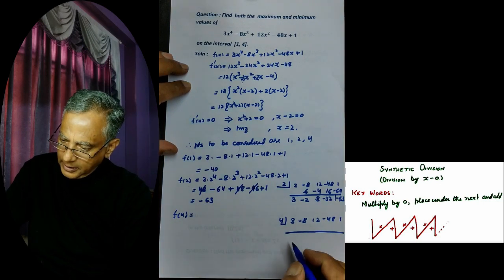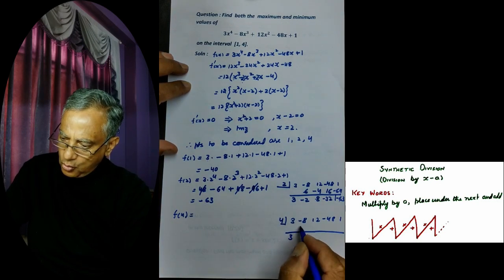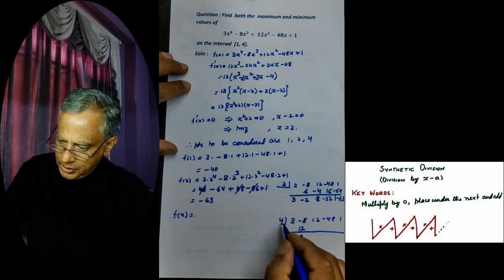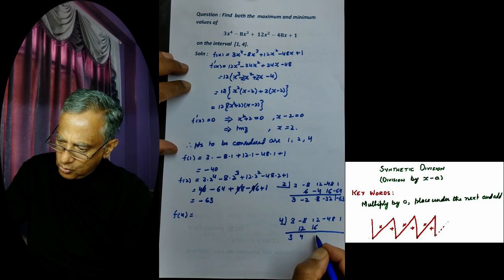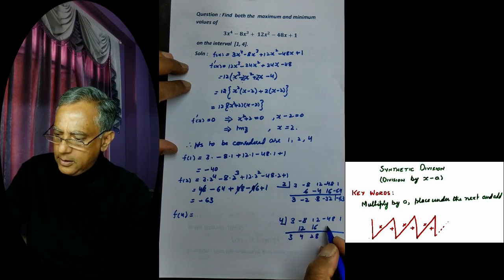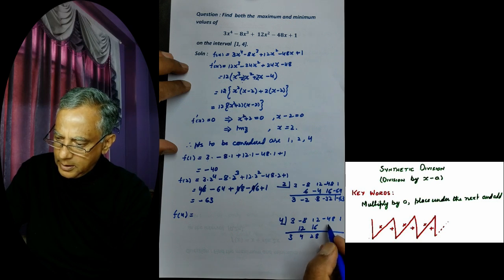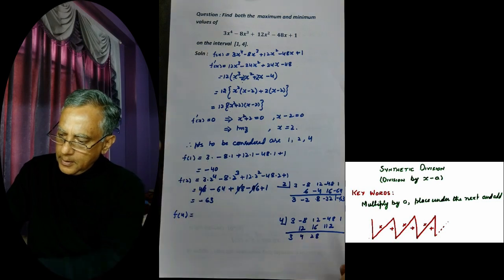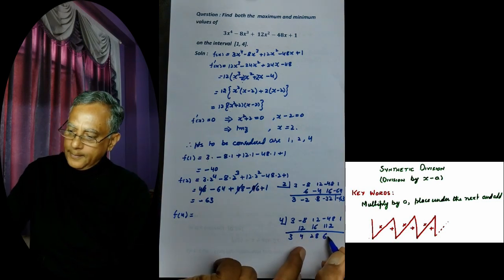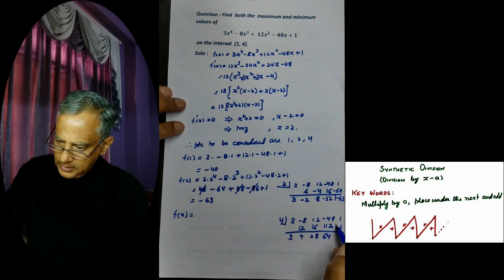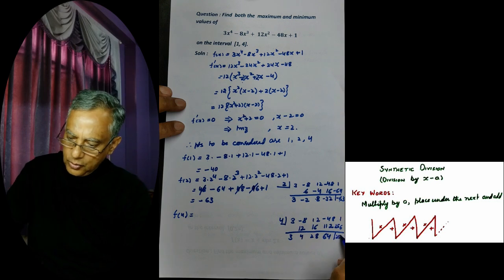So this will be 3 into 4 is 12. This is 4. 4 4s are 16, and we add, this is 28. 28 4s are 112. And 112 minus 48 is 64. And 64 into 4 is 257. So the value is 257.